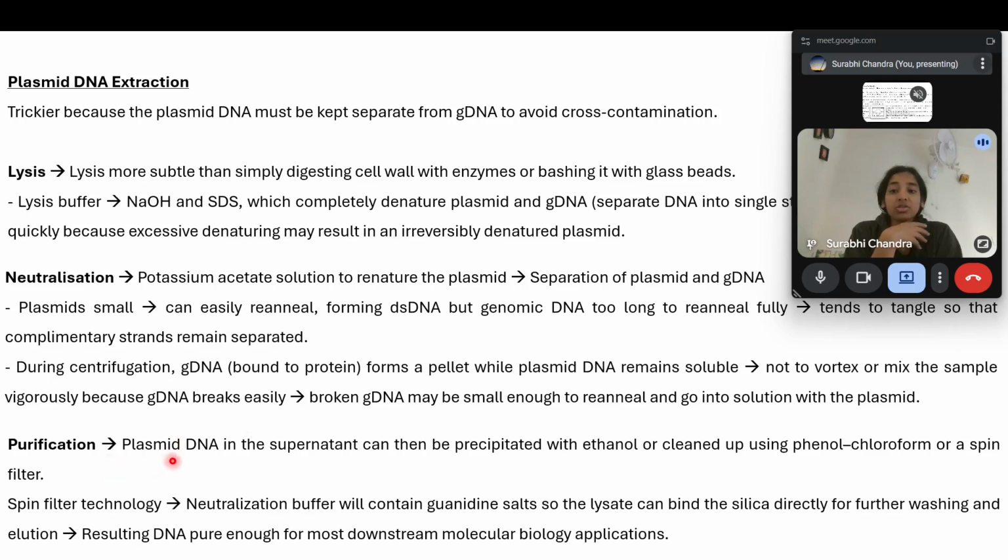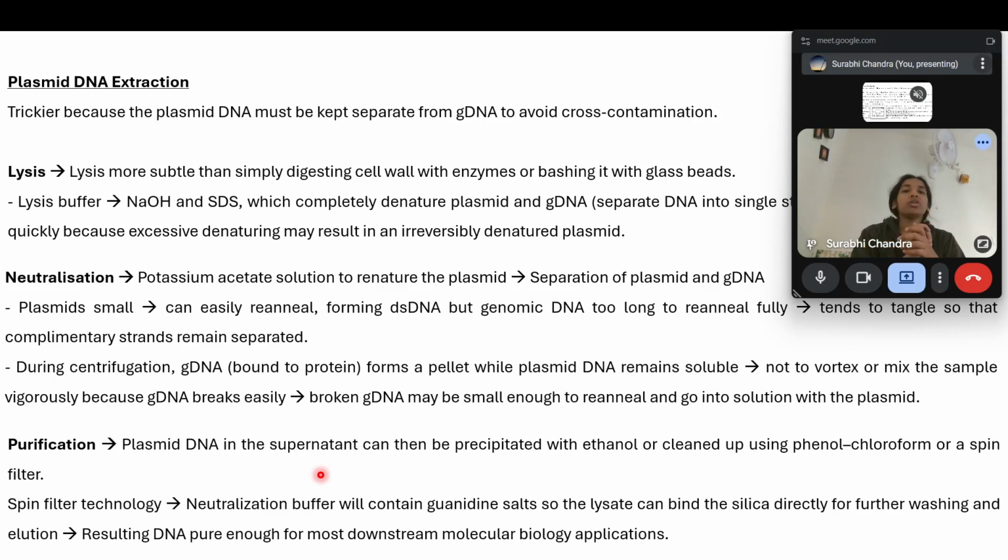Next is purification. The plasmid DNA in the supernatant can then be precipitated with ethanol or cleaned up using phenol chloroform or a spin filter. Mostly it's done with ethanol, where sodium acetate and ethanol are added. Water has a higher dielectric constant. If we talk about the Coulombic forces, the charged DNA is negatively charged and water is a polar solvent, right?